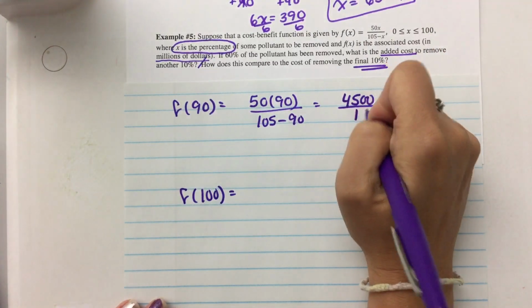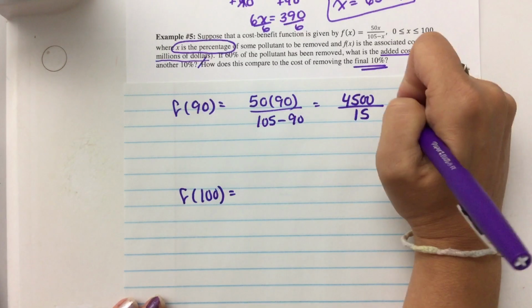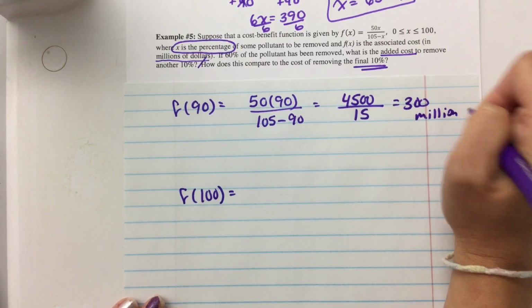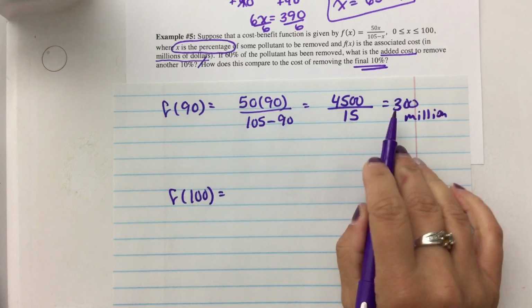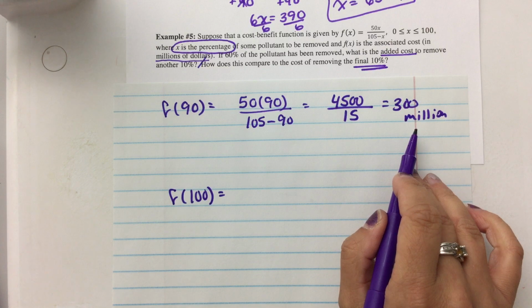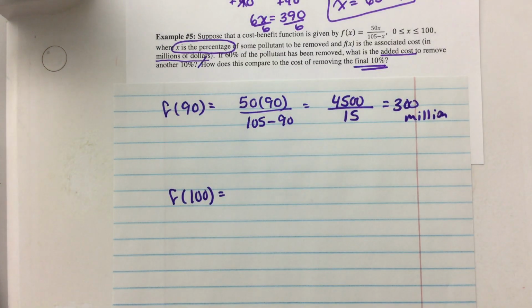105 minus 90, we've got 15. So now if I go ahead and divide them, 4,500 divided by 15, this is 300. And again, this is millions of dollars. So if you remove 90% of a pollutant, it's going to cost you $300 million. Well, they want to know what is the additional cost for removing the final 10%. Well, if you're at 90, we might as well remove it all, right?